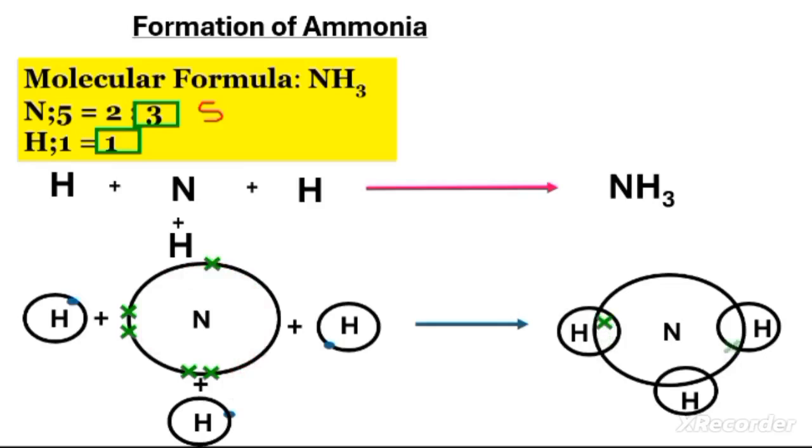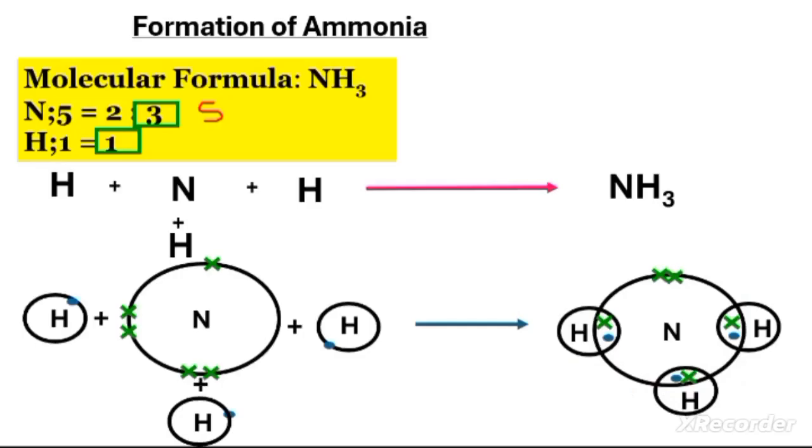So instead of gaining 3 more electrons, it will share 3 of its 5 electrons. It will share 1 electron with this hydrogen, 1 electron with this hydrogen, and 1 electron with this hydrogen. The remaining 2 electrons will be located here. Then each hydrogen will share 1 electron with nitrogen. Even this one has 8 electrons in the outermost shell, so it has gained stability.